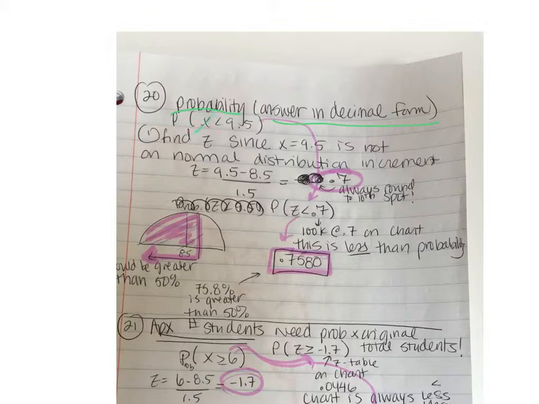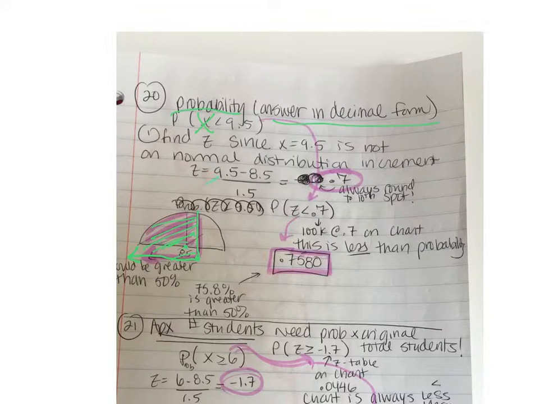Now they again say x has to be less than 9.5. So since 9.5 wasn't a specific value on the chart, we have to find the z-score. Now we know less is to the left of that, and we know that if the 8.5 is at halfway, if we're adding on a little bit more for the 9.5 on the right and going to the left, it's going to be a little bigger than 50%. So we first find the z-score.